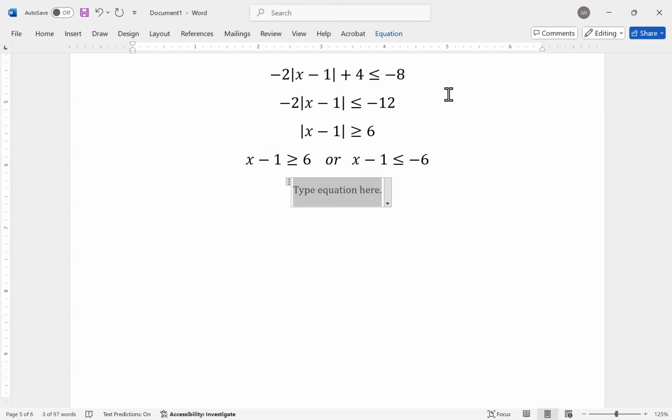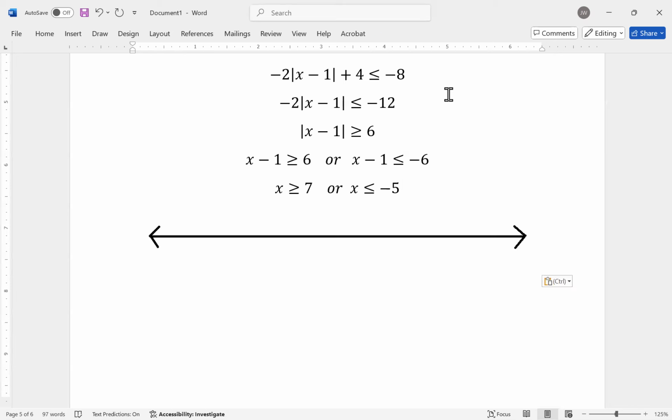Adding 1 to both sides gives me that x is greater than or equal to 7, or x is less than or equal to -5. And then I kind of think through how these two things interact. I usually draw this on a number line. Some people don't do that, but I usually do.